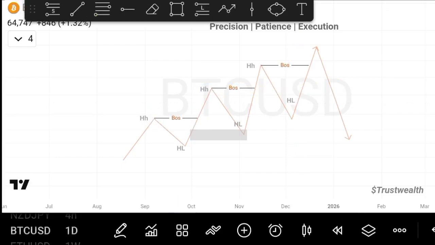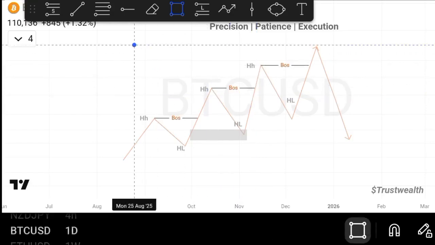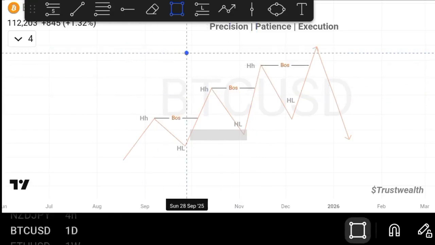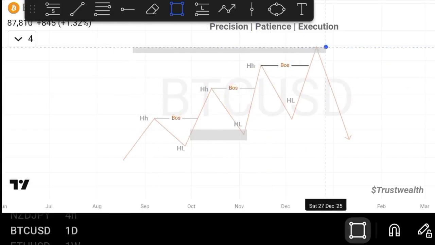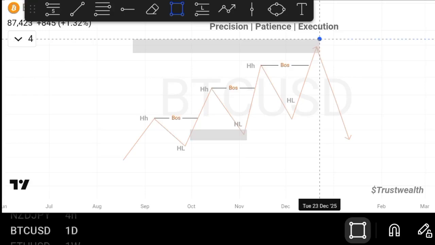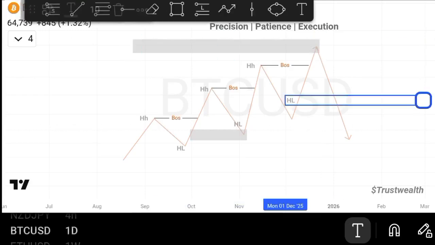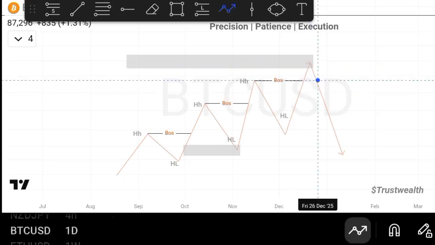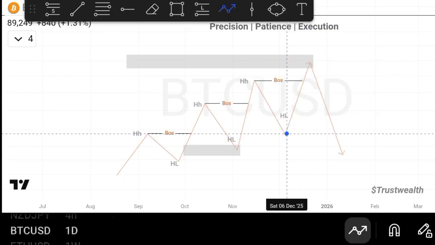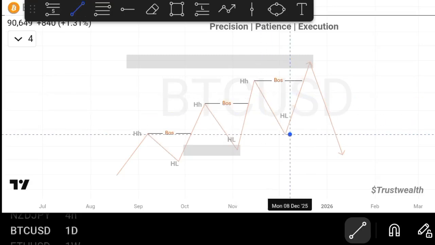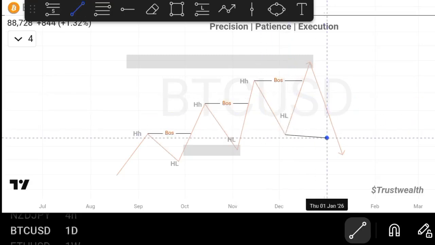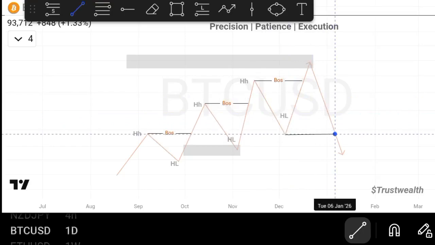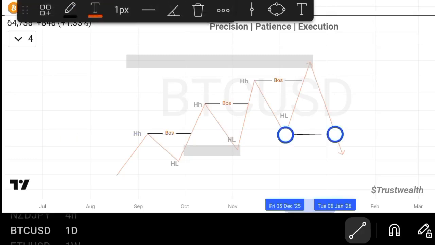price actually came to meet some kind of a POI. Let's say for example, price came to meet a fair value gap around this zone and reacted from that fair value gap. You will see this pullback, and if this pullback takes out this previous higher low, then we call that a change in market character.